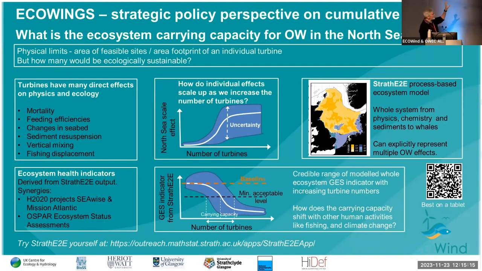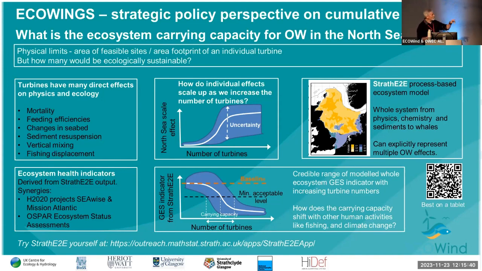For each of these individual direct effects, we need that picture which says, how does that effect scale up to the scale of the North Sea as we increase turbines? Then we have this mechanistic process-based ecosystem model called STRATH-E2E, into which we can build these scaling relationships in the middle diagram. That's a whole ecosystem model. It goes from physics and chemistry and sediments right up to whales. And we can put these relationships inside it.